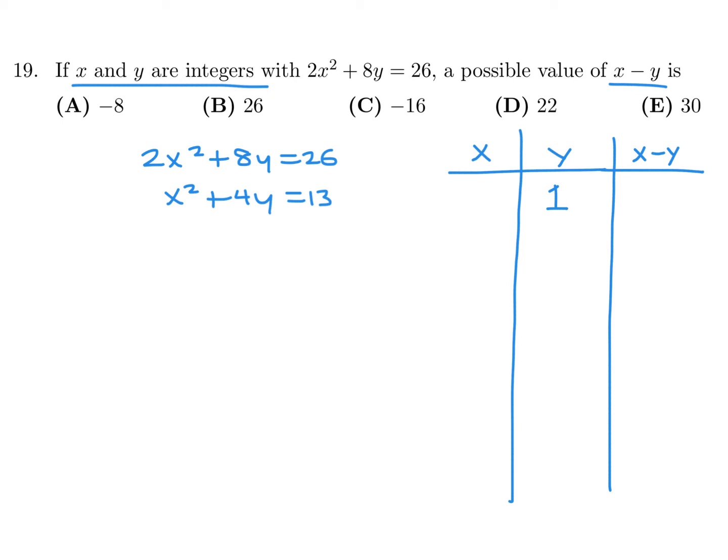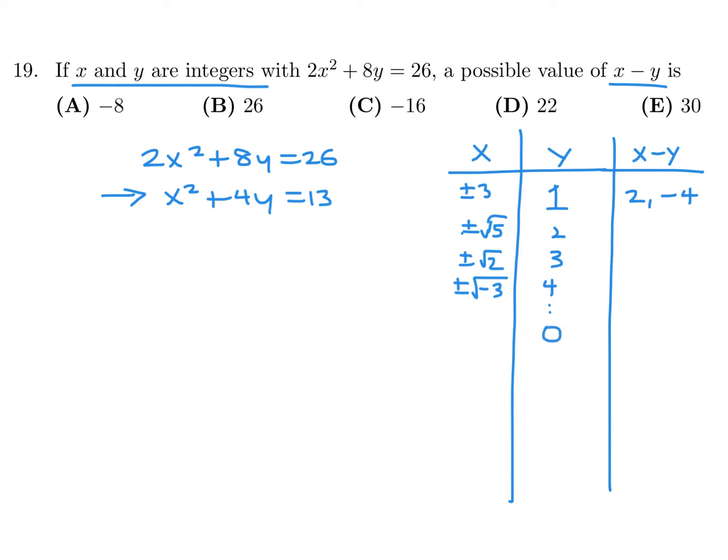If y is 1, and we're going to sub it into here, you will get x equal to plus or minus 3. And then, of course, you got to figure out x minus y. X minus y is either 2 or negative 4, and that's not one of the answer choices. Let's keep going. If it's 2, it'll be plus or minus root 5, and that's no good because they have to be integers. If it's 3, it's plus or minus root 2, and then 4, it's plus or minus root of a negative 3, and now we're getting into imaginary numbers, so obviously pointless to go any higher than 4 for y.